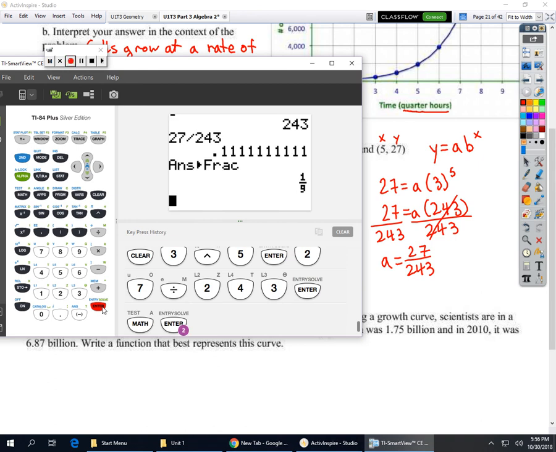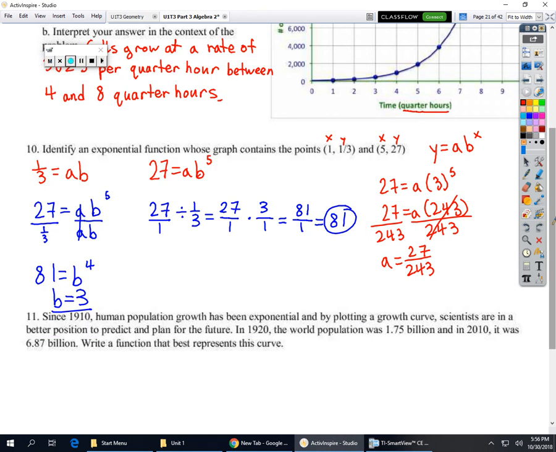So it's not this hideous one. It's still bad, but not as bad. So it's actually 1 over 9. So this is the one I prefer using. All right, I have my A value. I have my B value.